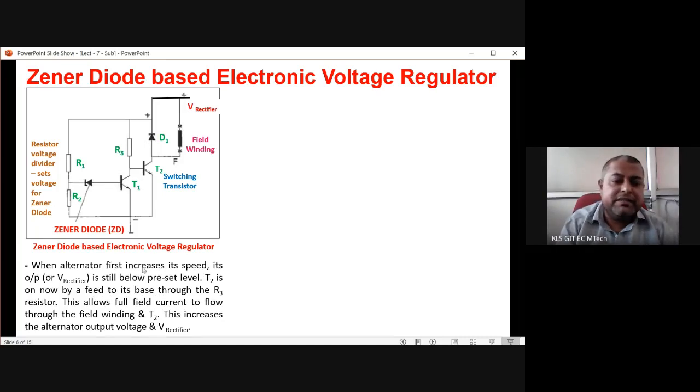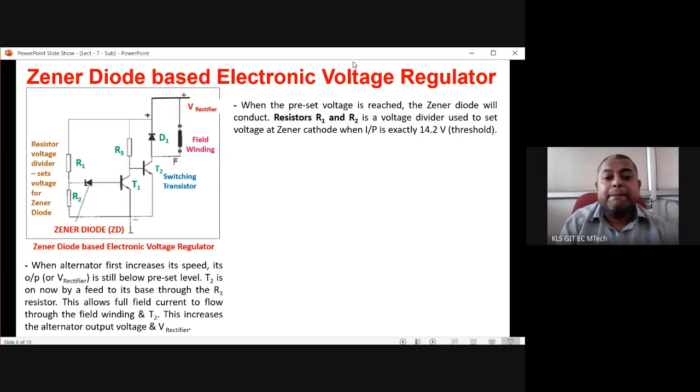So this part I have told you initially, that with V rectifier between 14 to 14.2, supply is coming through R3 to the base of T2. T2 is switched on. When T2 is on, this is a conducting path, so this will be the path through which the current will flow. The field winding will get the full current. This increases the alternator output and V rectifier. Now when this is on for a longer time, V rectifier slowly will go towards 14.4.